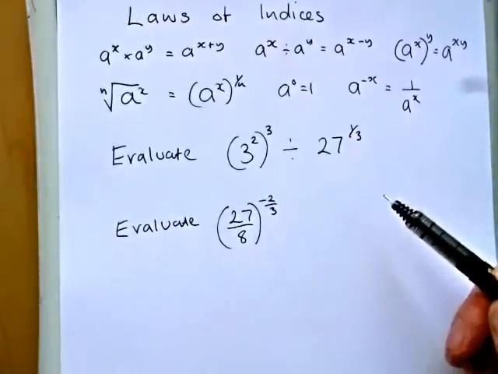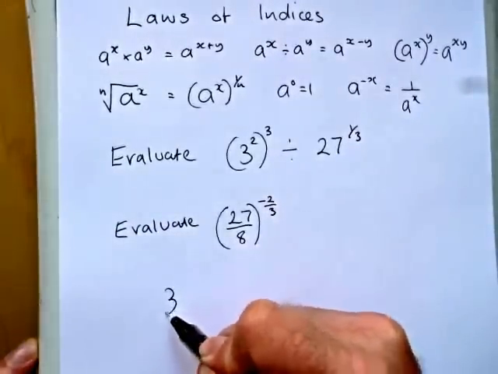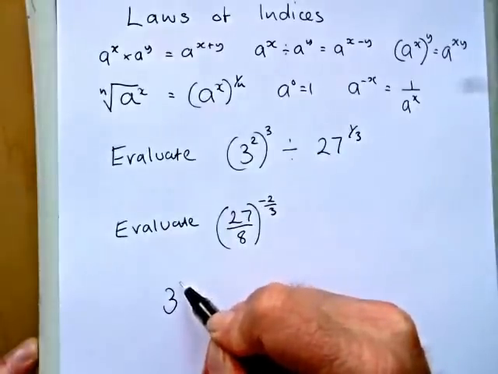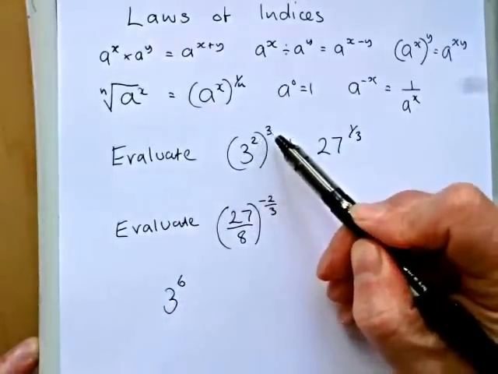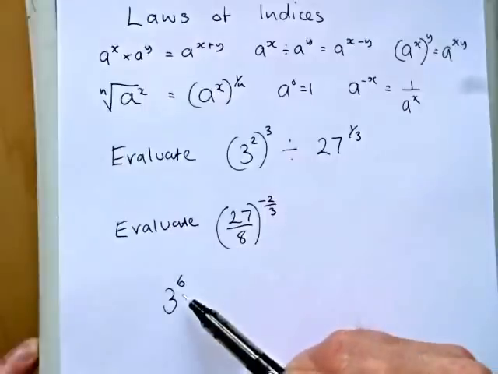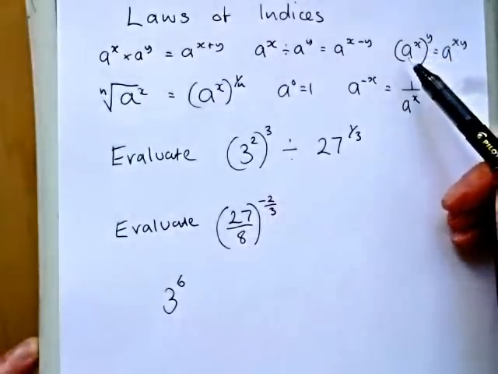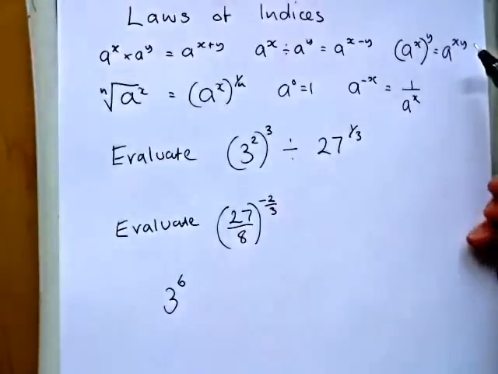So if I do 3 squared cubed, I can get around that by saying that's 3 to the power 2 times 3, 3 to the power 6. So you're doing 3 squared cubed, so you're doing 3 squared times 3 squared times 3 squared, 3 to the 6. And that comes from the law here, a to the power x raised to the power y is the same as doing a to the power x times y.